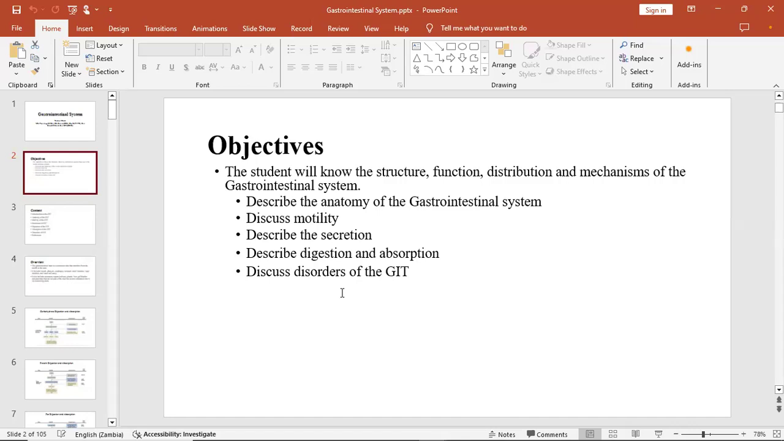Then after that, these complex food particles have been reduced. They can now be taken up by the body. That is known as absorption. Then later we are going to discuss different types of disorders. In this video, I'll give an example of one of these disorders known as diarrhea.